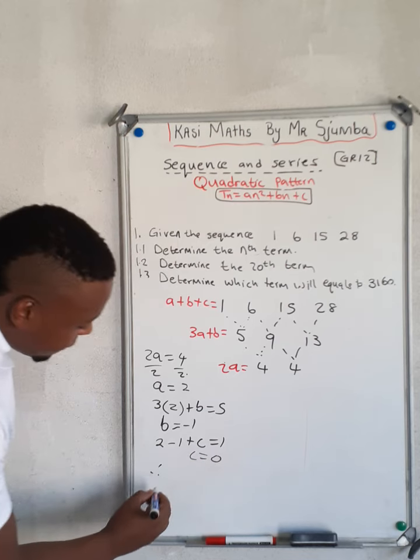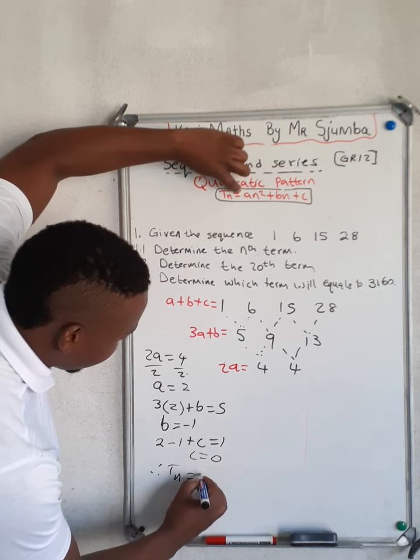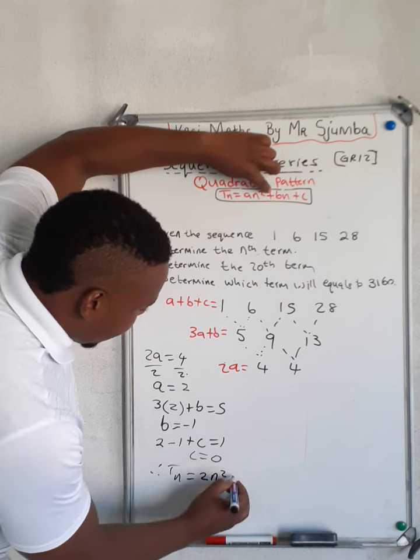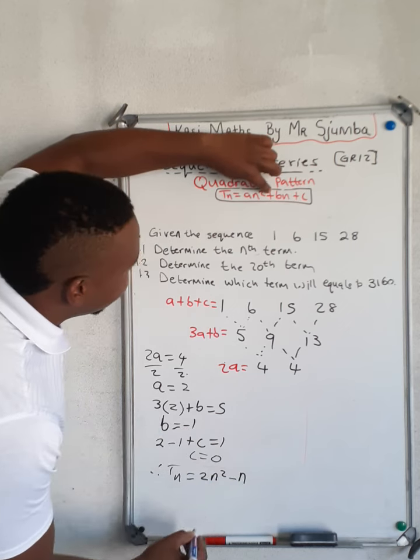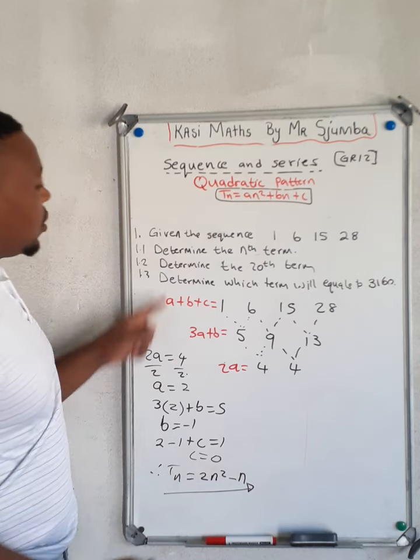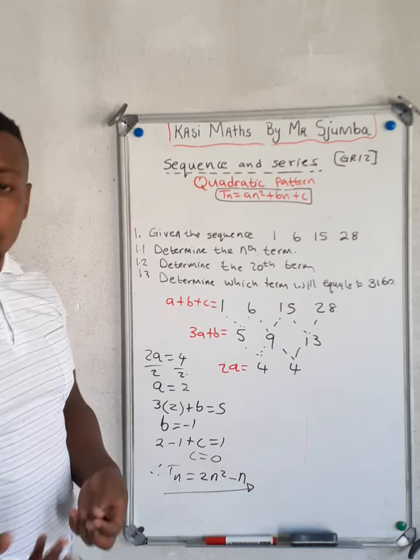So therefore Tn will equal: for a, 2n squared; for b, minus 1n; c was 0, so it's just going to be plus 0. So that answers 1.1, the nth term. The nth term is the formula, the equation.